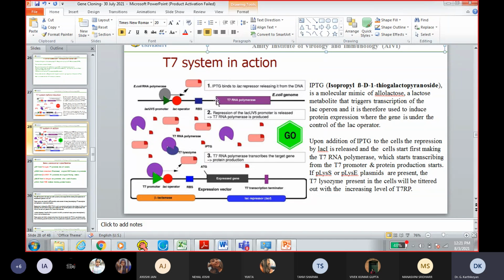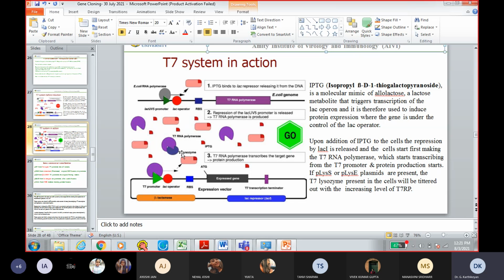Even though, as we said, in the absence of IPTG the lac repressor binds to it, even then there is a very basal level of transcription. Very few molecules can actually get past. Okay, and so this is called leaky expression. And then you have very small amounts of T7 RNA polymerase getting formed, and this T7 RNA polymerase can actually create a lot of trouble for us.